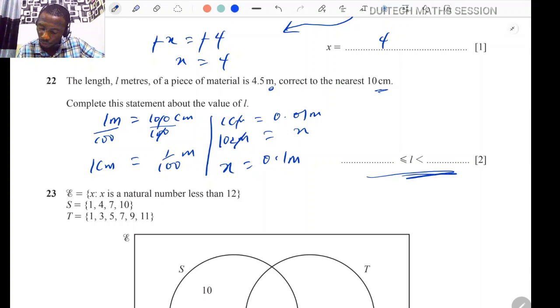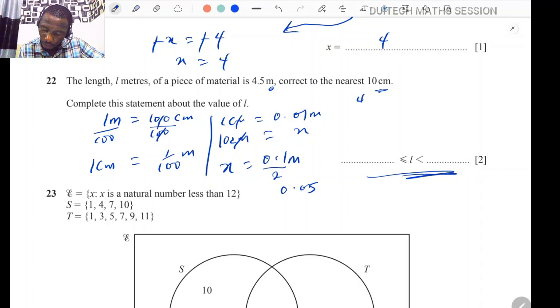So this is what I want to work on, the range. I need to know the lower bound and the upper bound, or what we call the infimum and the supremum. So I have to divide this range by 2, and that will give me 0.05. Now I will subtract this from 4.5 for the lower bound, and also add it to 4.5 for the higher bound.